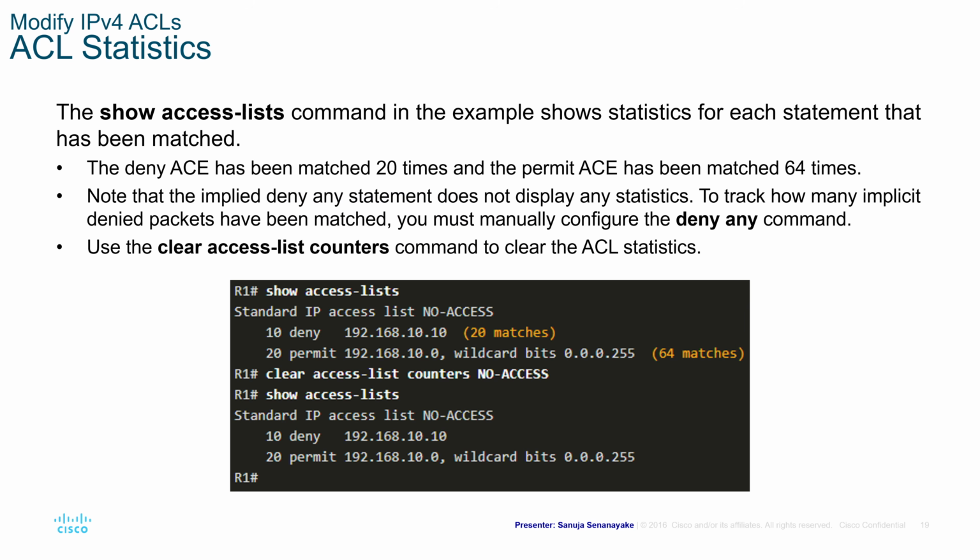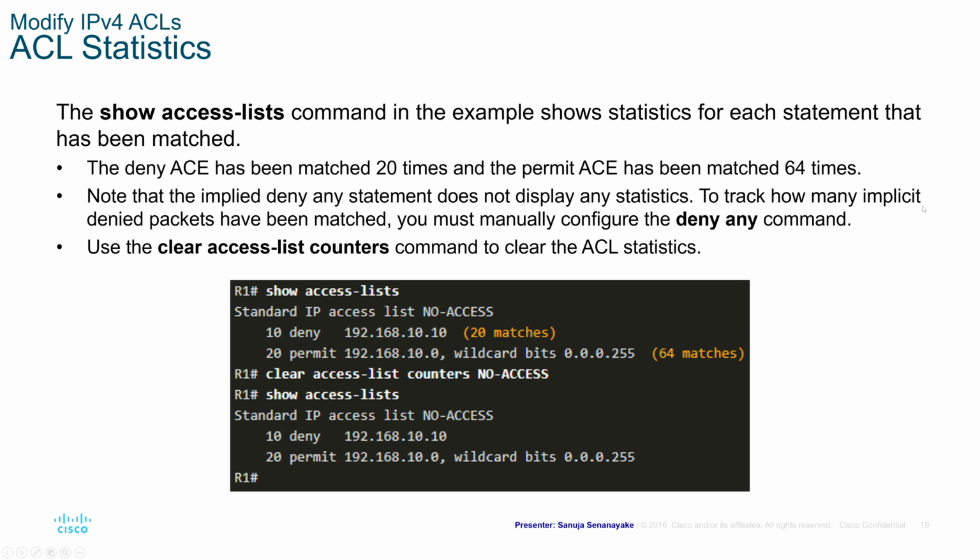ACL statistics. The show access-list command in the example shows statistics for each statement that has been matched. The deny access control entry has been matched 20 times and the permit access control entry has been matched 64 times. So if you look at the bottom of the screen, to view the statistics, we are running the show access-list command, and it is showing how many times these entries have been matched as the traffic flows through the router. Here it shows 20 times this one has been matched and 64 times this entry has been matched.